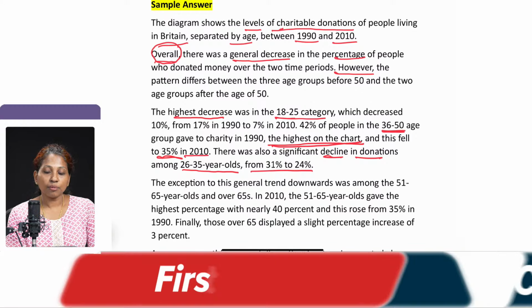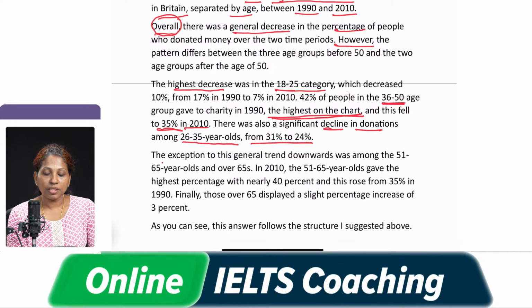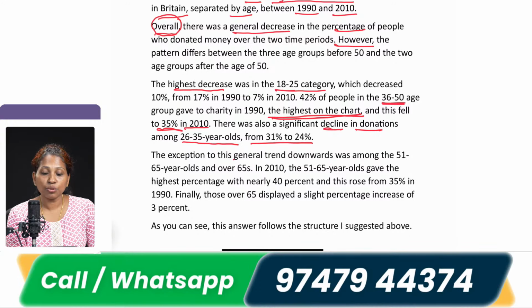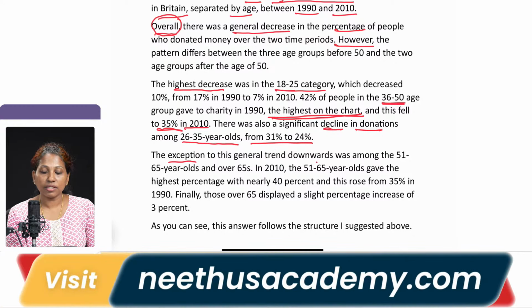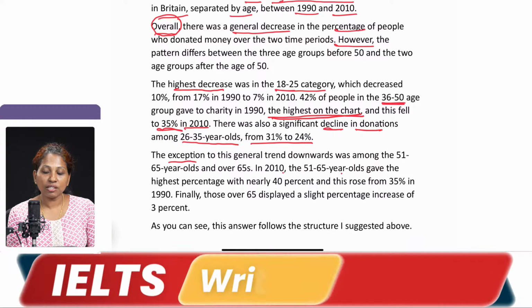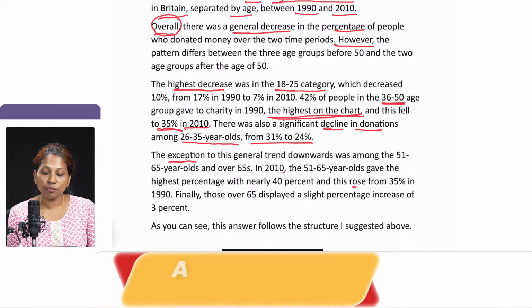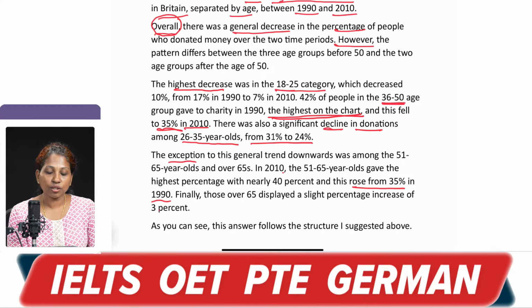Now, let's come to the paragraph where you can see the exception to this general trend. The exception to this general trend downwards was among the 51 to 65-year-olds and over 65s. In 2010, the 51 to 65-year-olds gave the highest percentage with nearly 40%, and this rose from 35% in 1990. Finally, those over 65 displayed a slight percentage increase of 3%.